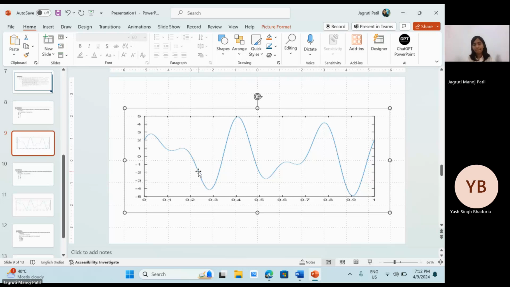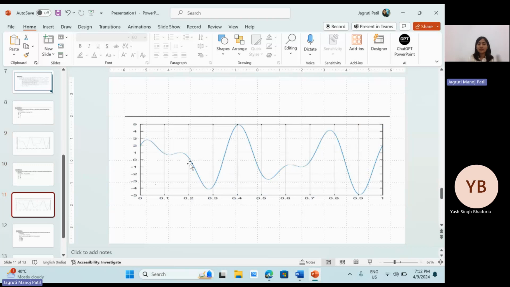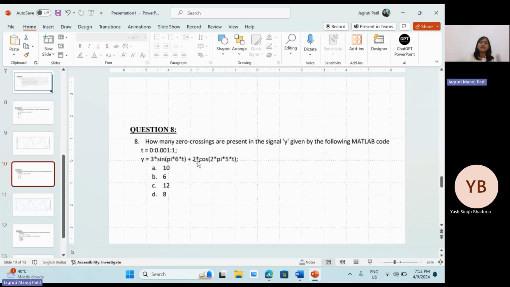Okay. Similarly, if you have to compute zero crossings, it's nothing but how many times the signal is crossing your x-axis. So its crossing is like this 1, 2, 3, this 4, and then 5. Probably this one also, but I don't know. It's 6 or 5. It's 6. That's it.